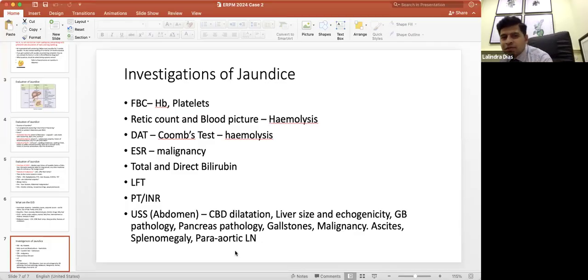So those are the blood tests that we do mainly for evaluation of medical jaundice. Then you will do ESR. Why? If the ESR is very high, you must suspect malignancies.